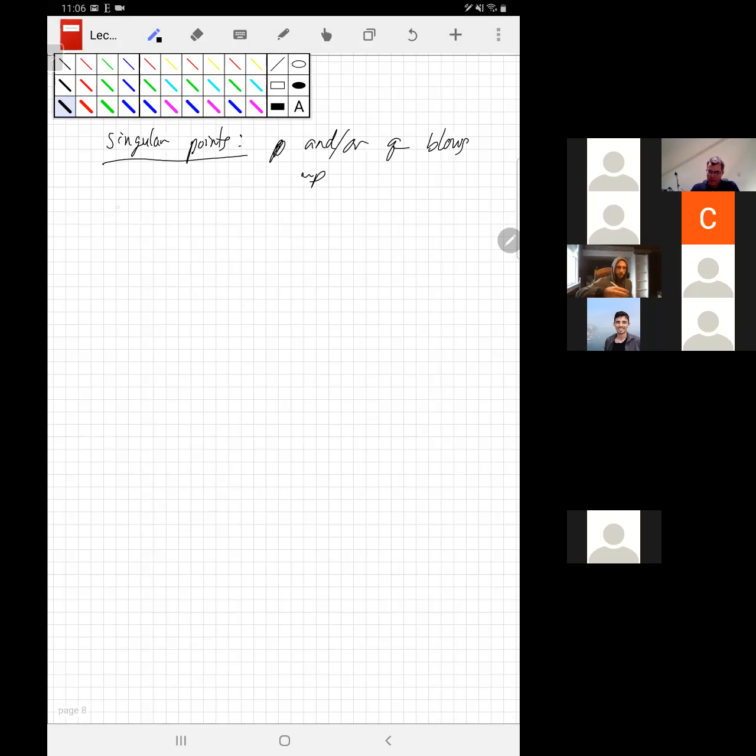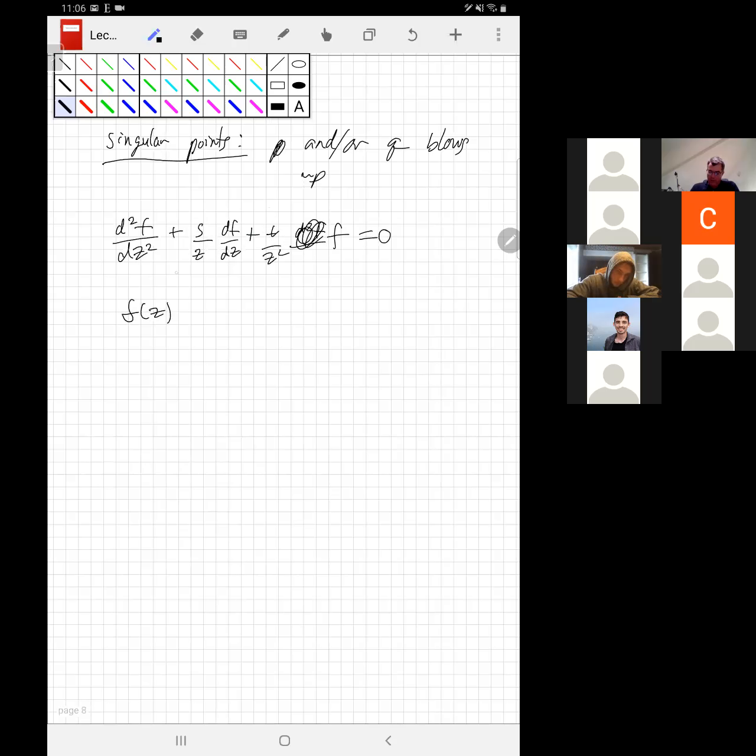blows up. In that case, it turns out that if we write our equation as d squared f by dz squared plus s over z df dz plus t over z squared f, all of that equals 0, f of z can be written as z to the sigma times an analytic function, sum from n equals 0 to infinity of a sub n z to the n.